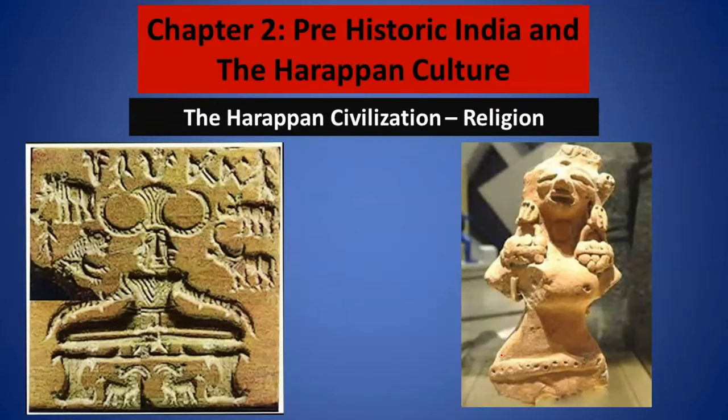This is an example of that male deity. As I told you, you can see the elephant, the tiger, the buffalo, the rhinoceros, and the two deer at the feet. You can see that this has three sides. This is the nose, which is visible, so it has three faces. This has two horns.